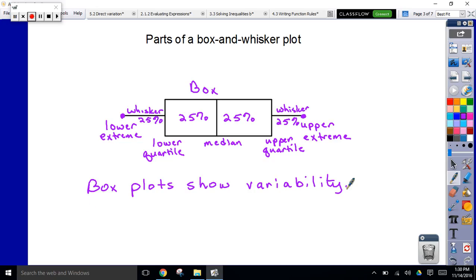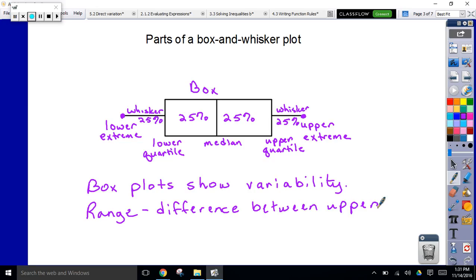And the range is just, on a box plot, the difference between the upper extreme and the lower extreme. Because the range is the difference between our biggest number and smallest number. So on a box plot, that's just the difference between upper and lower extremes.